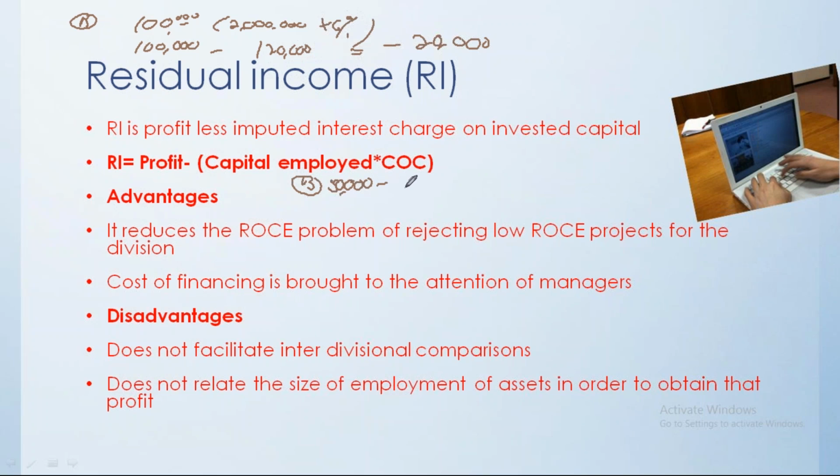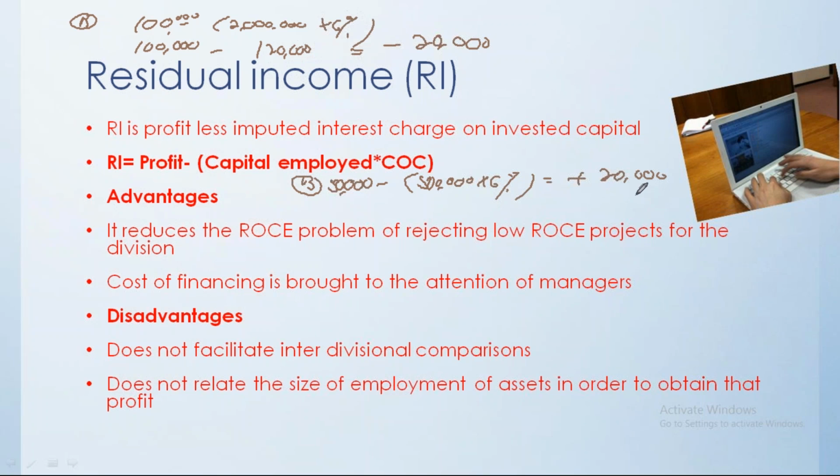Another division, maybe he makes a very small profit, 50,000. But his capital is only 500,000. And he is also charged the same 6% because you can't charge a different rate for him in the same company. At 6%, which is going to be 30,000. So 50,000 minus 30,000 is a plus 20,000.